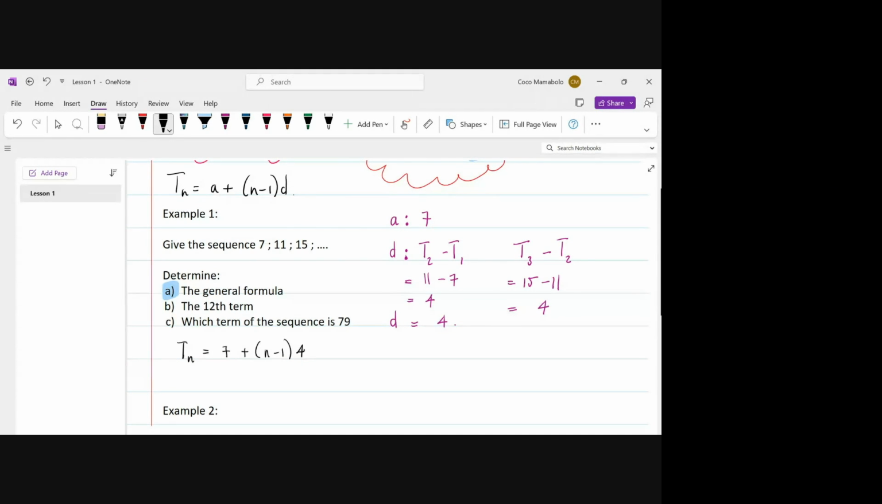Now, the only thing left to do here is for us to distribute. We're going to take the 4 and distribute it into this bracket here. So I will then have Tn is equal to 7 plus 4n minus 4. Now, your last step is to just take all of these and add like terms. So Tn is equal to 4n plus 3.